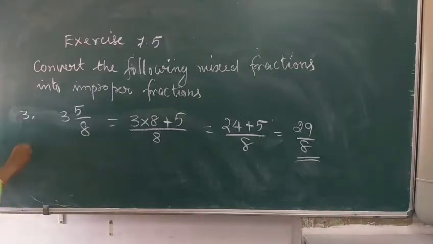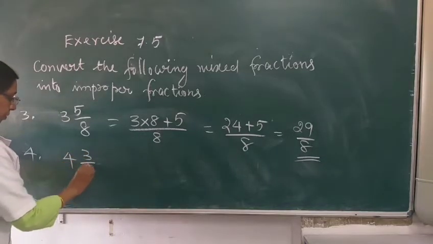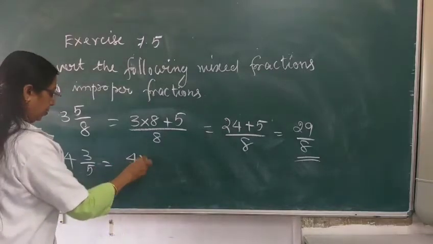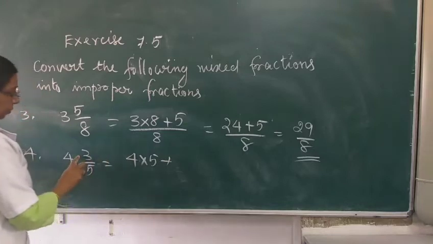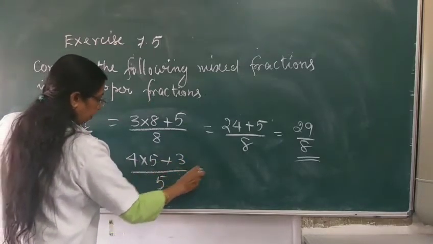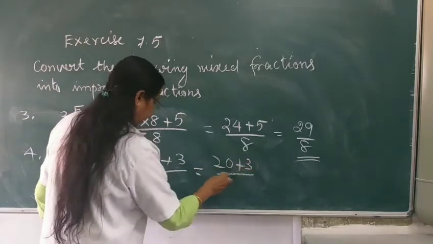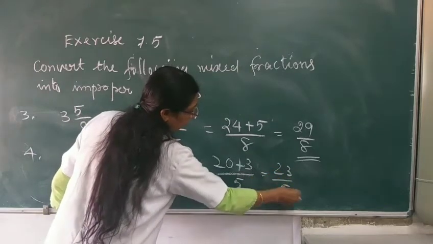Then, fourth question. 4 3 by 5. What is the whole number? 4. That into the denominator, 5, plus numerator 3, all divided by this 5. 5 into 4, 20. 20 plus 3 divided by 5. That is 23 by 5.